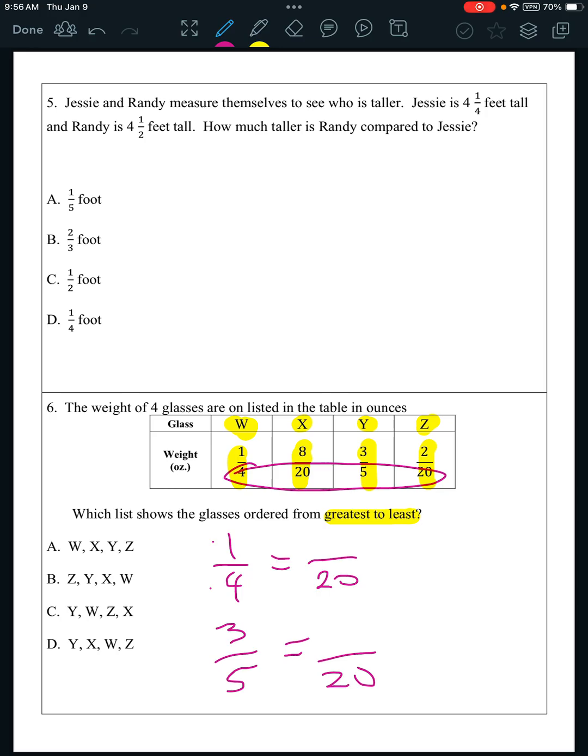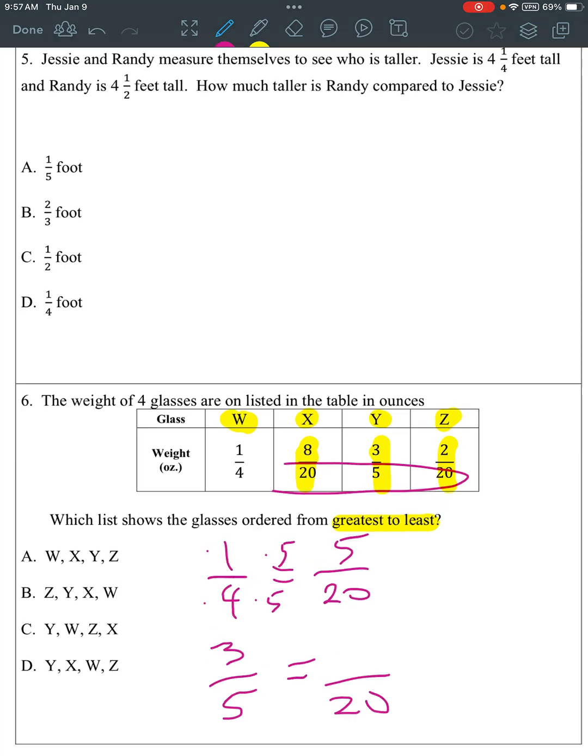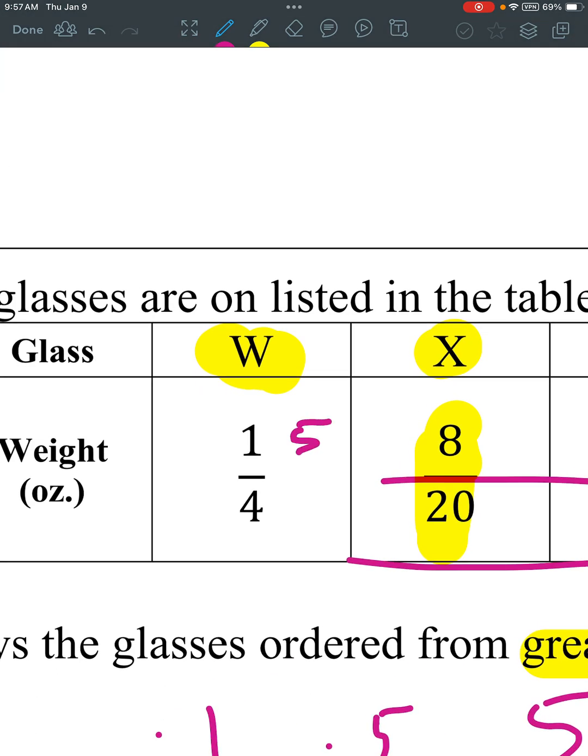Or I know 4 times 5 is 20, so 1 times 5 is 5. I know up here 1/4 is 5/20ths.